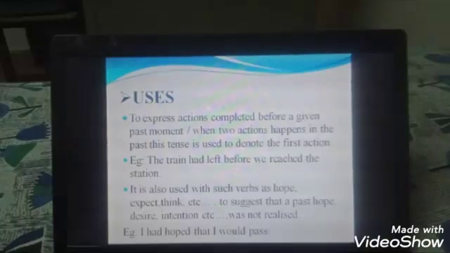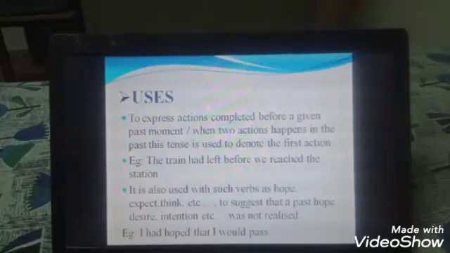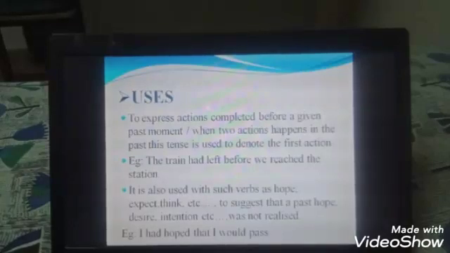Right? The next use, it is also used with such verbs as hope, expect, think, etc. to suggest that a past hope, desire, intention, etc. was not realized. Okay, we will use this tense also with words like hope, expect, think. Okay, for example, I had hoped that I would pass.